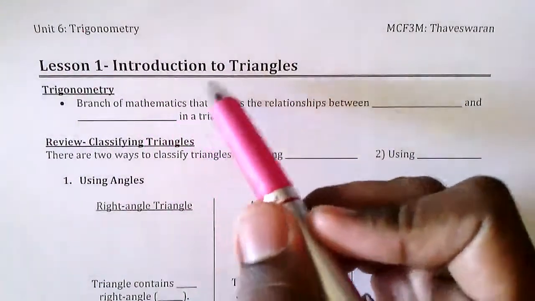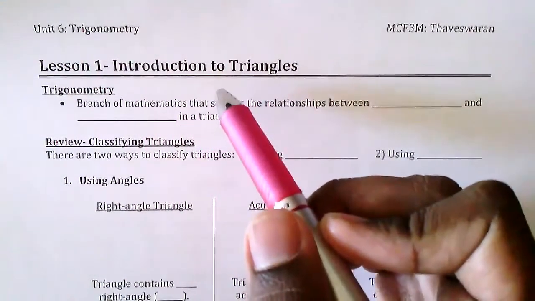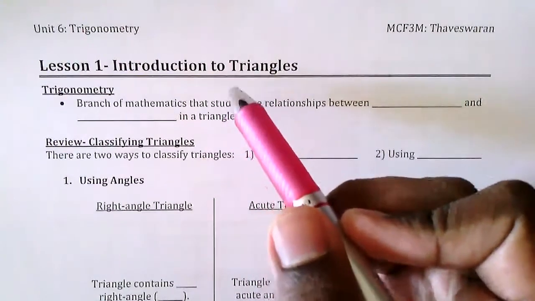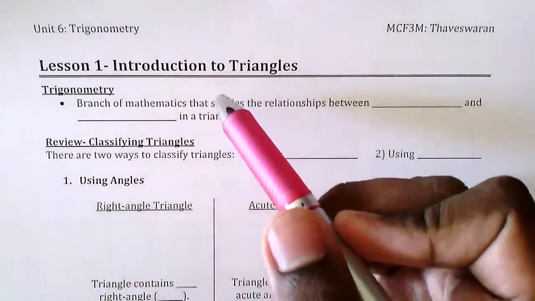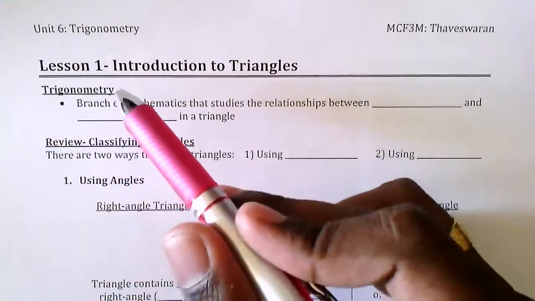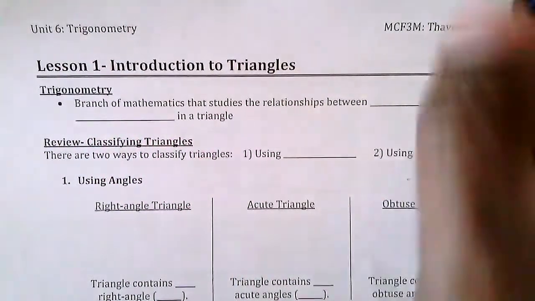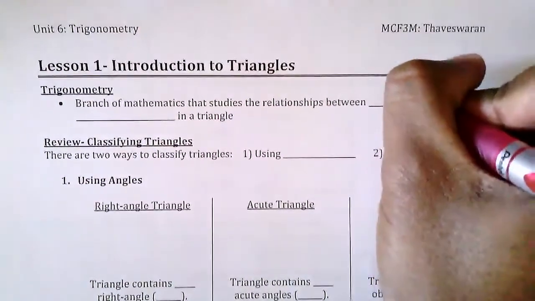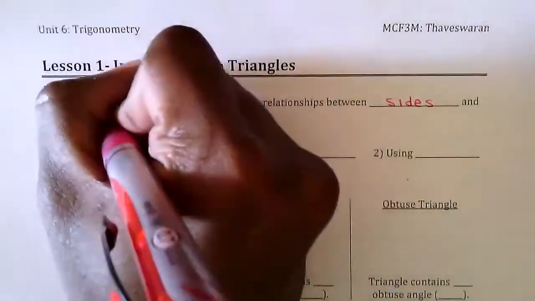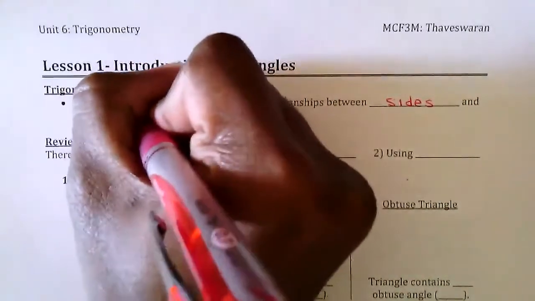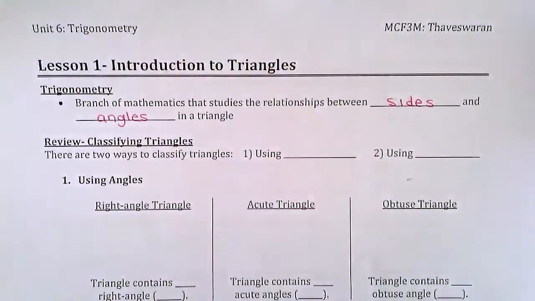So lesson 1 is called Introduction to Triangles. We're just going to talk about notation involved with triangles, special vocabulary, and so on and so forth. So trigonometry is a branch of mathematics that studies the relationships between the sides as well as the angles in a triangle. So it's looking at if we know two sides of a triangle, can we find the third one? Can we find the angle between two sides of a triangle, and so on and so forth.